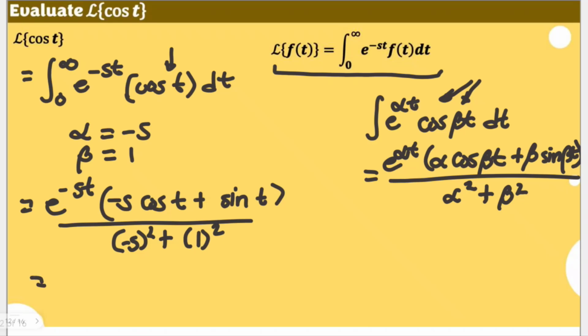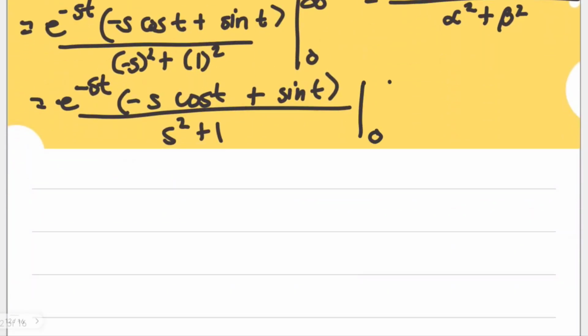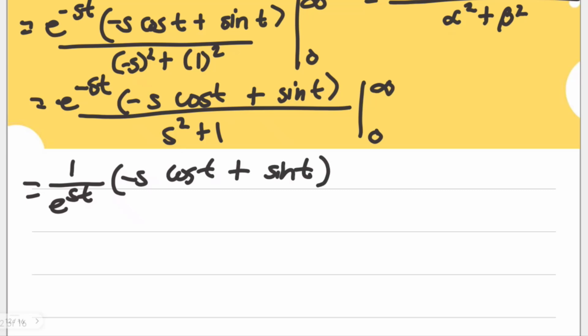So this will be equal to e to the power of negative st, negative s cosine t plus sine t. Sorry, I forgot, this is integrated from 0 to infinity, all over s squared plus 1. Now, take note again, this is integrated from 0 to infinity. So let's try to substitute that. First, let me rewrite the first term here using the law of negative exponent, e to the power of positive st now. So again, negative s cosine t plus sine t all over s squared plus 1, integrated from 0 to infinity.